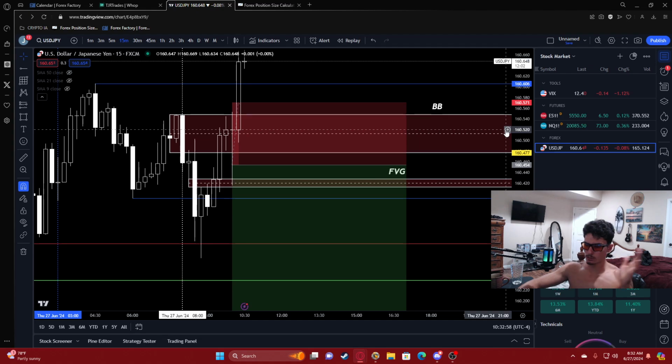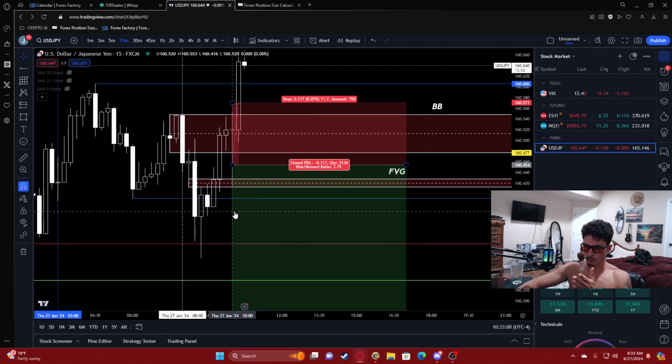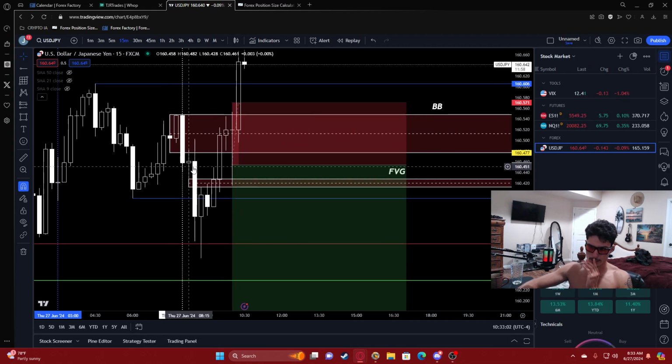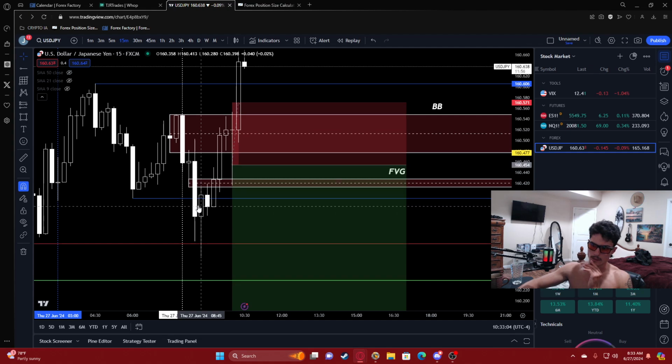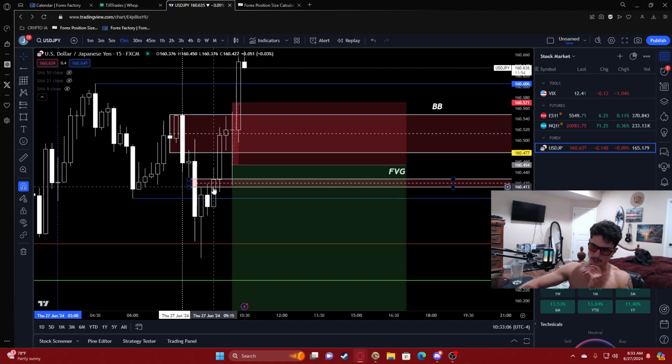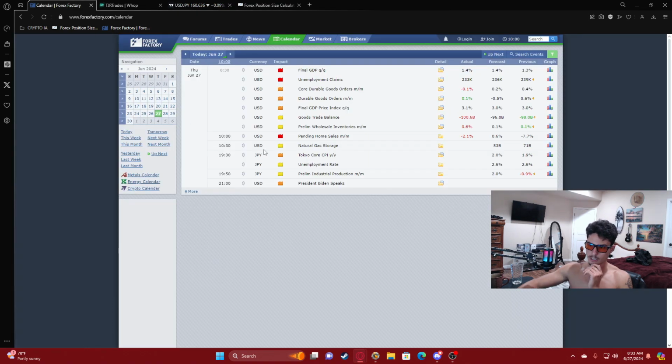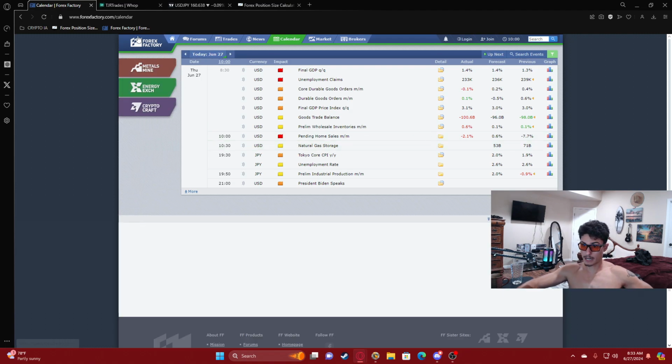Now, here's where I messed up. So we had a break of structure right here. We were starting a downtrend, okay? And then we broke structure again right here on this fair value gap. And we also disrespected this fair value gap. But then I marked out this breaker block right here. And at the same time, price was right here. And we had high impact news come out at 10 a.m. Eastern. I keep saying p.m. 10 a.m. Eastern.